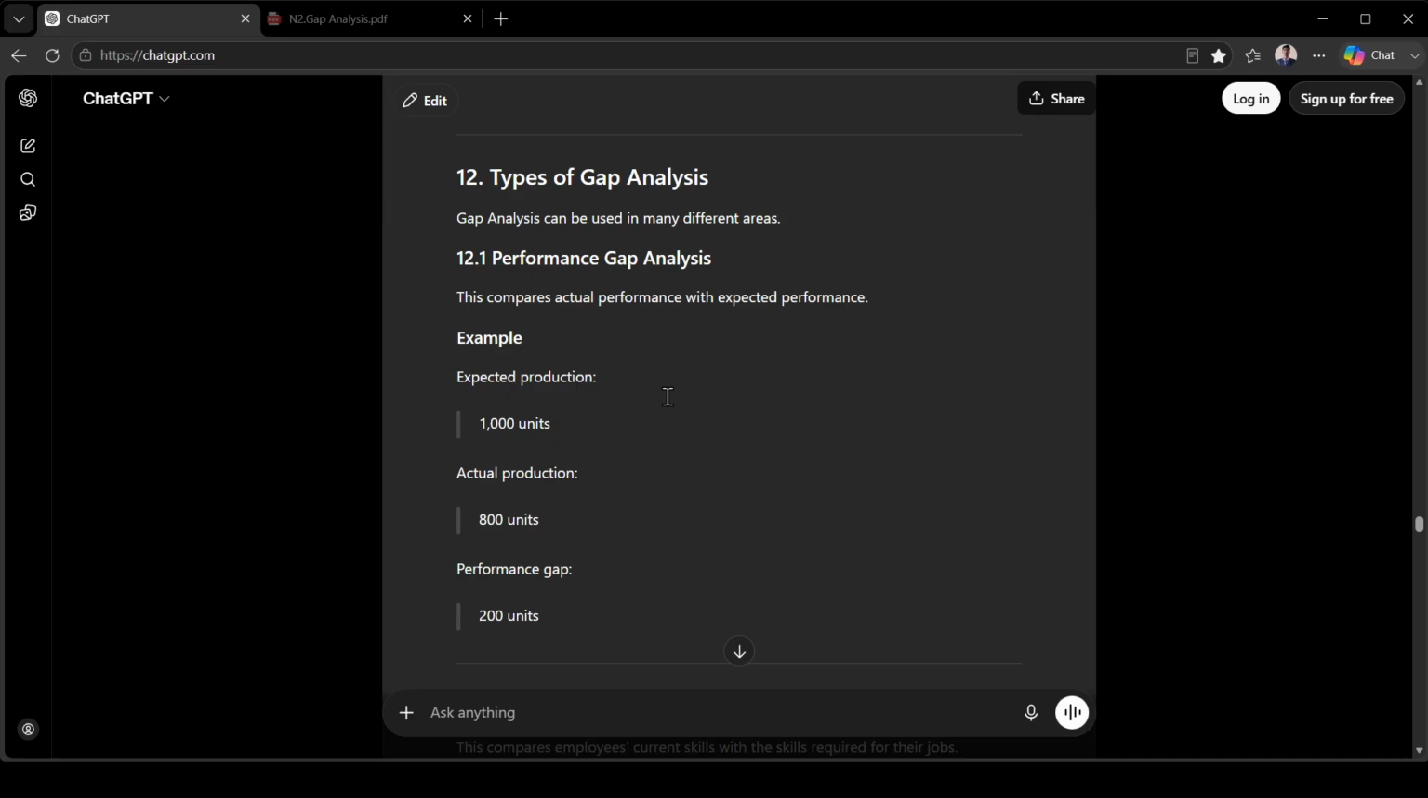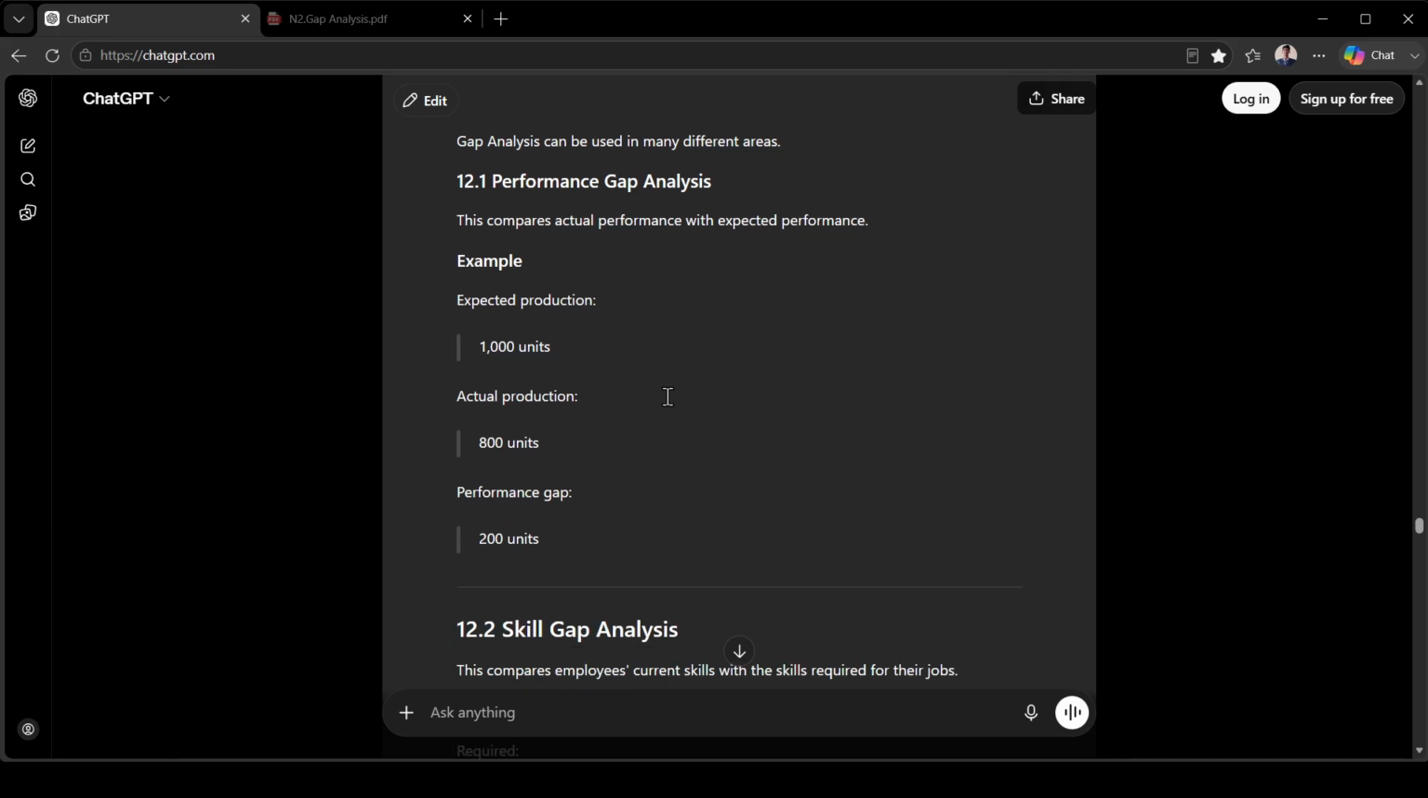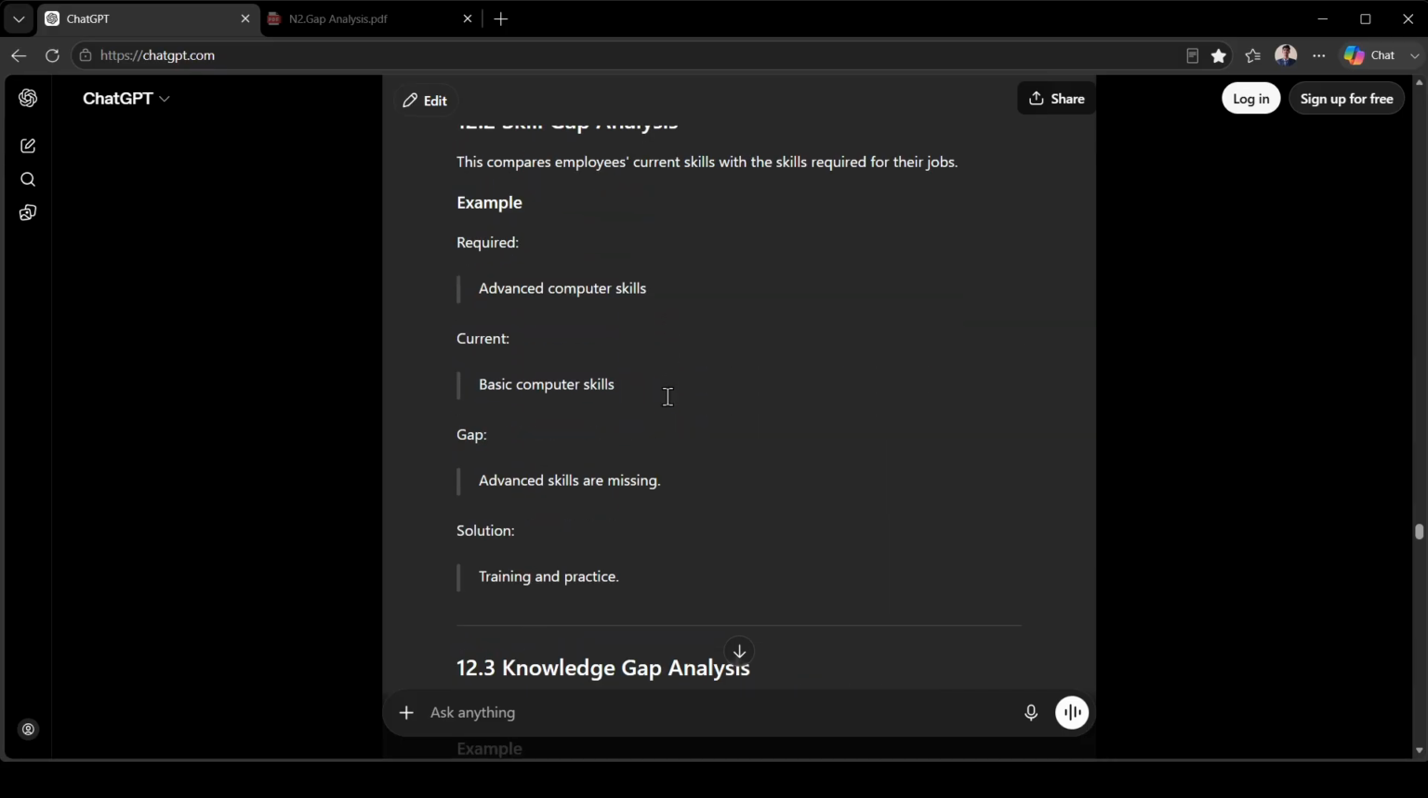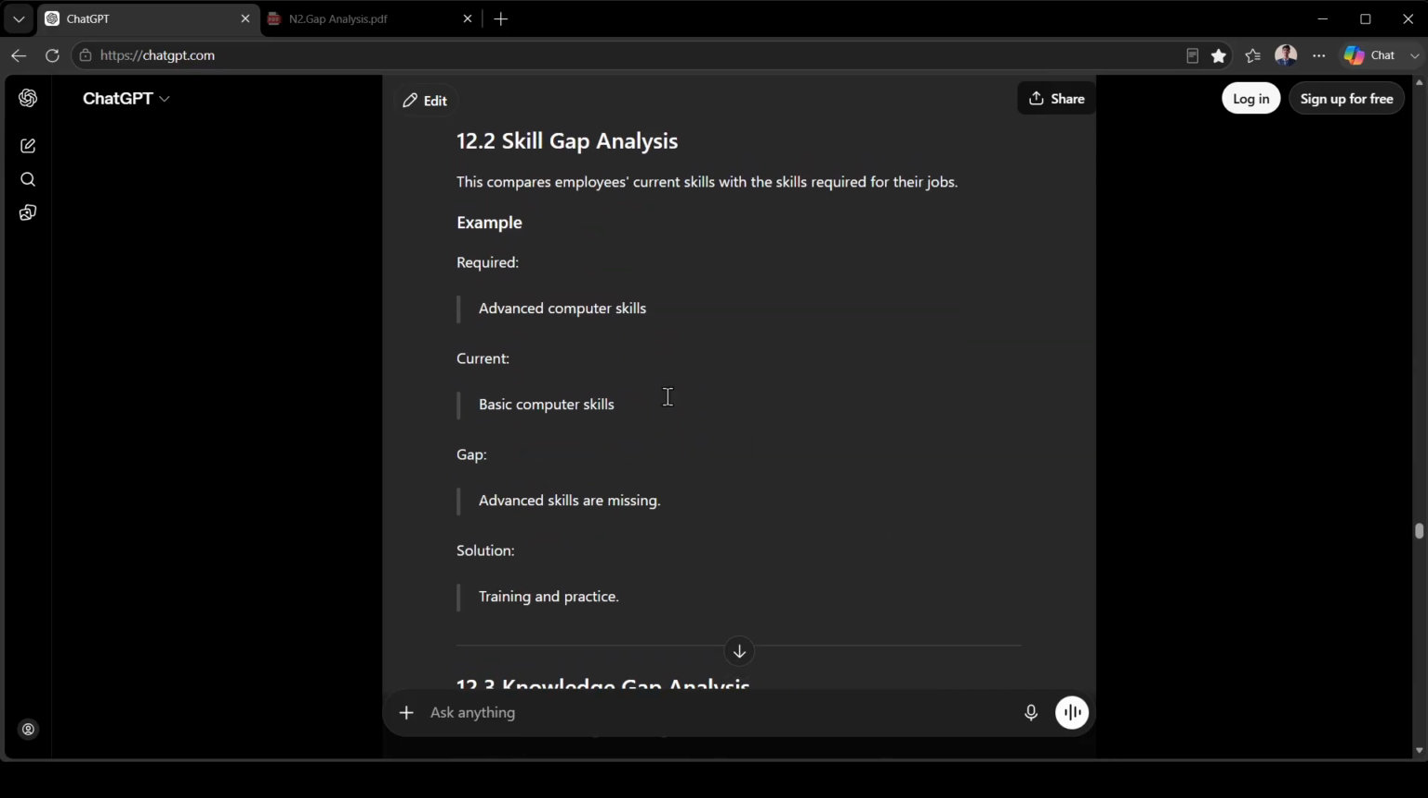Example: expected production 1000 units, actual production 800 units. The performance gap is 200 units. Next, skill gap analysis. This compares employees' current skills with the skills required for their jobs. Example: required advanced computer skills, current basic computer skills. Gap: advanced skills are missing. Solution: training and practice.